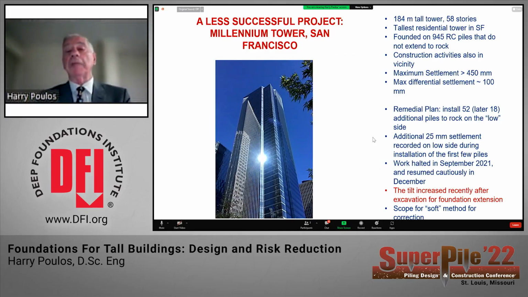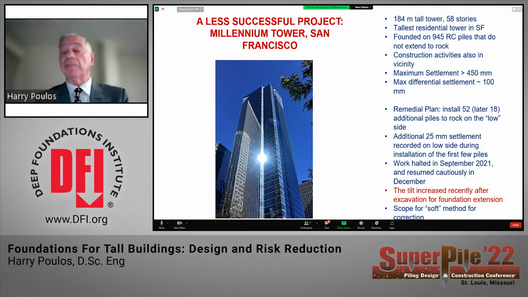And so when they put the first few of these piles in, there was an additional 25 millimetres of settlement, an inch or so of settlement on the high side. And so work had to stop in September last year. It was resumed cautiously in December.